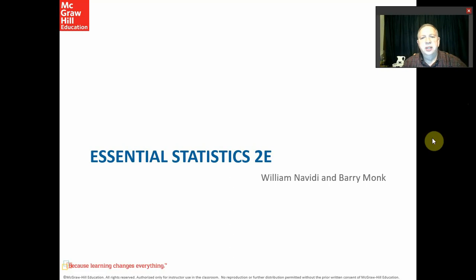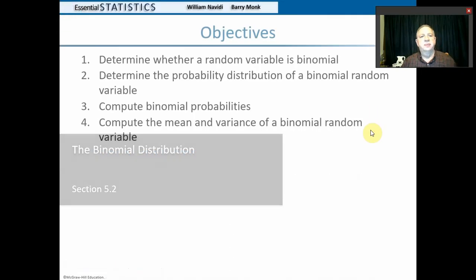Welcome back to lecture. This is section 5.2. We're going to continue talking about random variables. We did that in 5.1. But in this case, there are certain random variable distributions that are well understood. The first one that we're going to study is called the binomial distribution. So let's take a look at this and see if we can figure out how to work this.